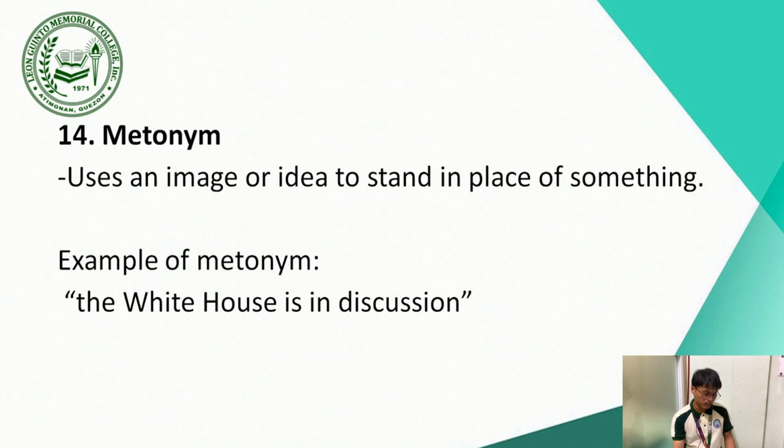So this can be visual, such as in road signs or computer icons, where a downward arrow stands in place of the concept for download. Or it can be literary. One example is "the White House is in discussion," which usually refers to a group of elected government officials rather than an actual constructed house that has been painted white.